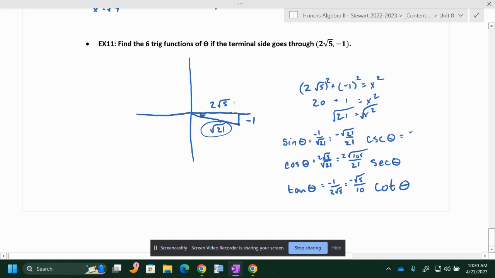Cosecant here, I've got negative square root of 21 over 1, or just the negative square root of 21. I've got the square root of 21 over 2 square root of 5. So that'll be the square root of 105 over 10. And then I'll have -2 square root of 5 over 1, which is the same thing. All right, and there you go.